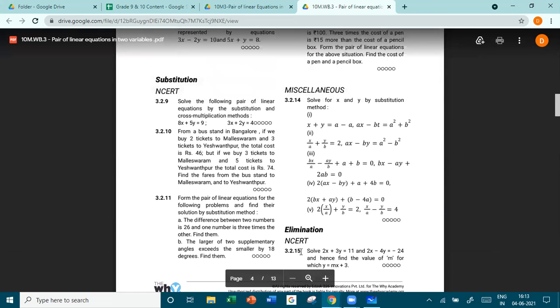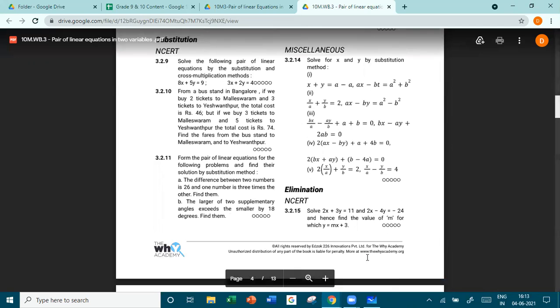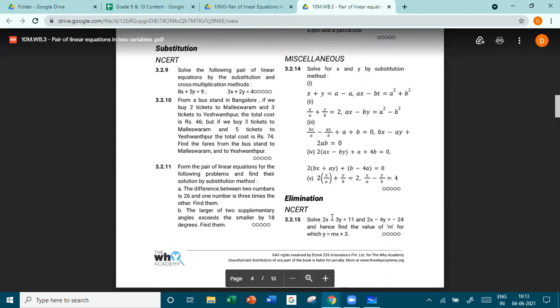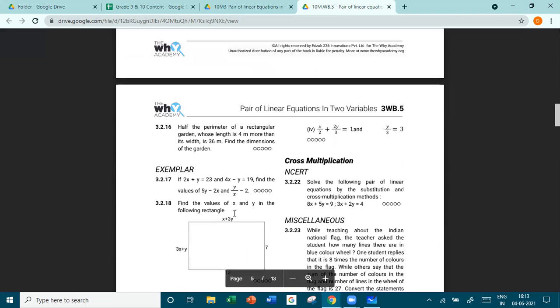Okay. So the 15th question is the same as the 8th question. Same thing. You've been given 2 equations. Once you solve and get the values of x and y, you plug them into this third equation, which is y equals mx plus 3. So you will get the value of m, right? We did one question of that type, so I'm skipping, going ahead.